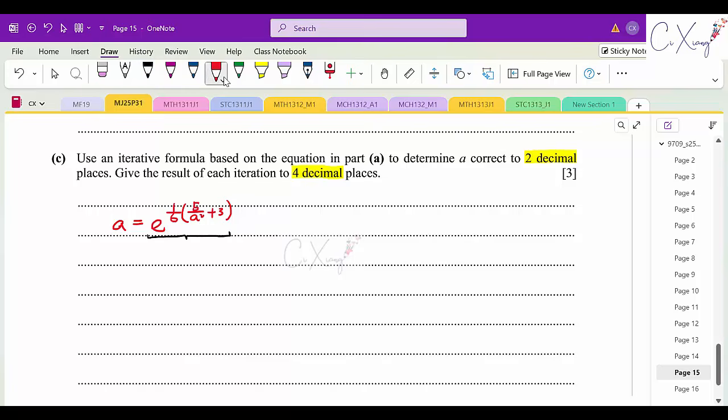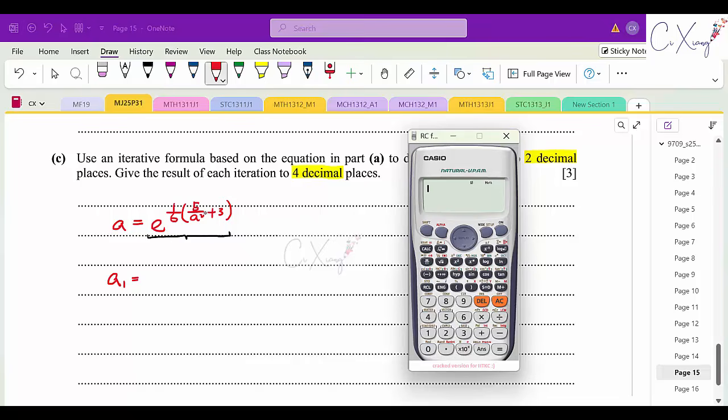Okay, alright, so to find the answer by using the iterative formula, you can use a calculator to help you. Therefore, we have to key the iterative formula into our calculator. I'm having e, so e power fraction, right? And I have 1 over 6. Then put a bracket, and multiply with the bracket of 5 over a squared. Now we don't use the a, we use x. So x squared, then plus 3.